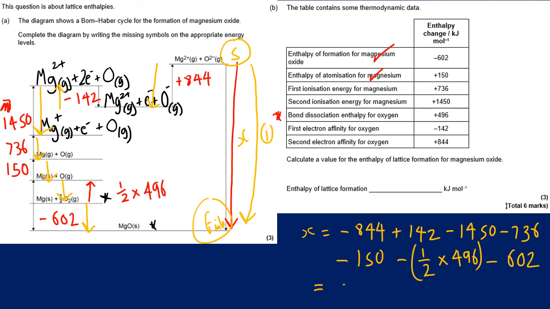Punch all that in your calculator and you get a final answer of minus 3888. And that's worth all 3 marks.